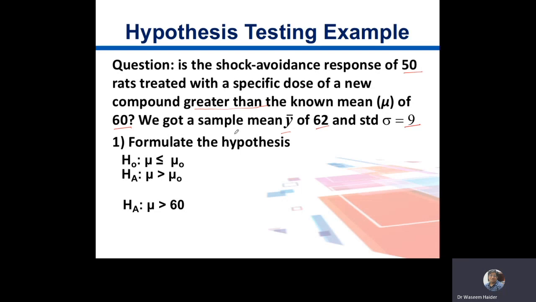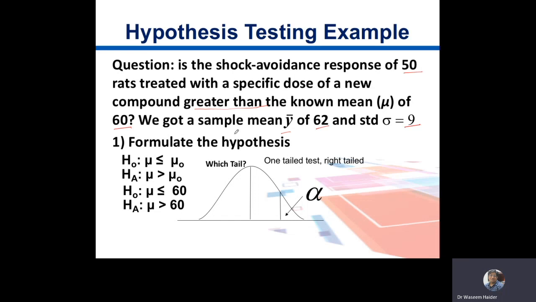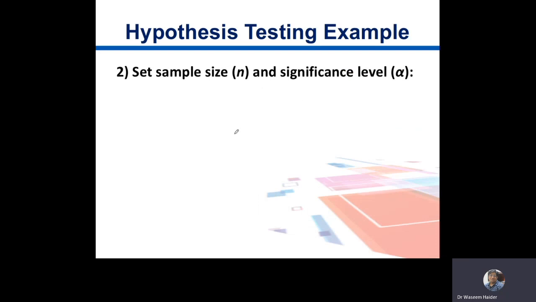We are looking for some mean greater than 60, that was the mean under the null, and H naught would be mu is less than or equal to 60. So that is a one tail towards right. So our alpha will be in the right tail of this curve, or null curve. Mean under the null is 60. We will draw this curve.